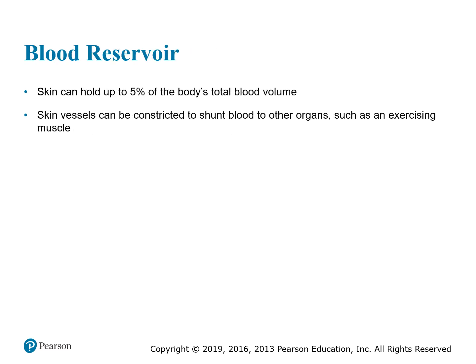Up to 5% of the body's blood volume is stored here in this reservoir of blood. And so this becomes useful when you need to shunt blood to other organs. For instance, the muscle. Muscle has a very high blood demand because it's using lots of oxygen to make lots of ATP. So the skin vessels surrounding the muscle can actually shunt blood to the muscle in order to help keep it fed.